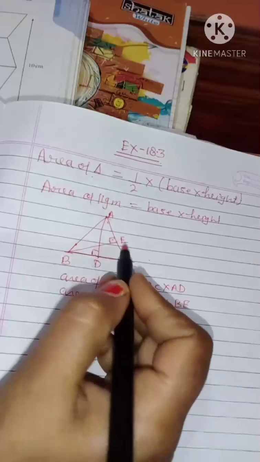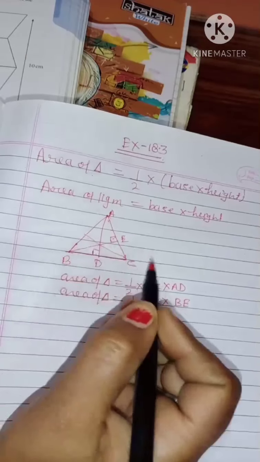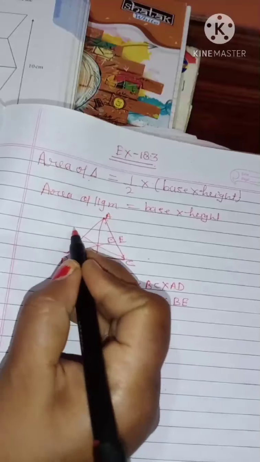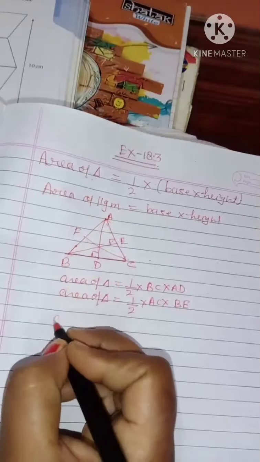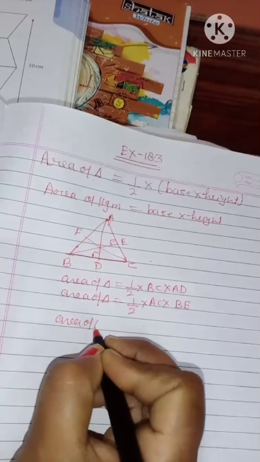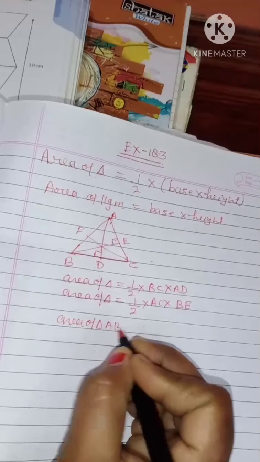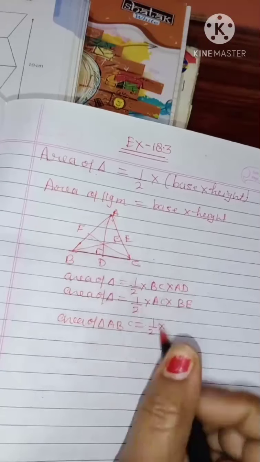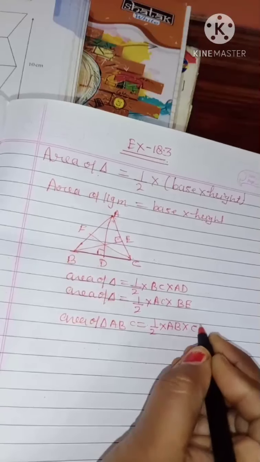Again, if it is drawn in this way, with points C, D, E and F, and we take the area of triangle ABC, it is equal to 1/2 base, which is AB, multiplied by height CF.